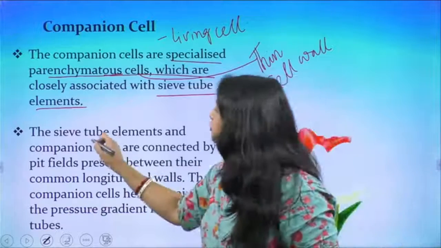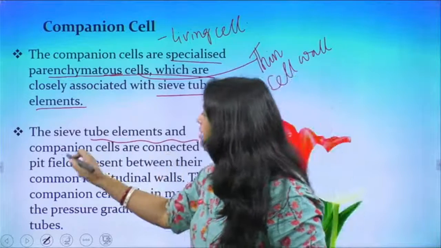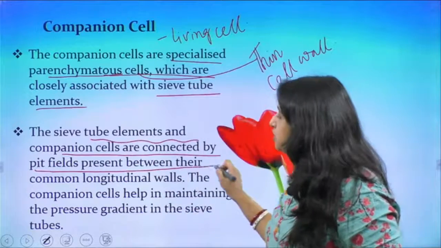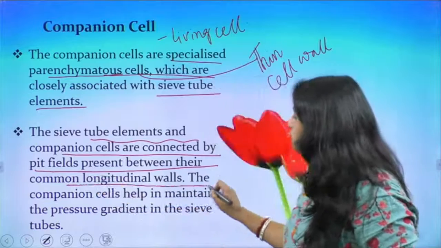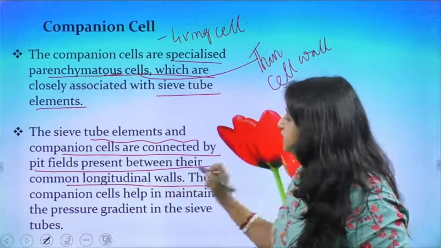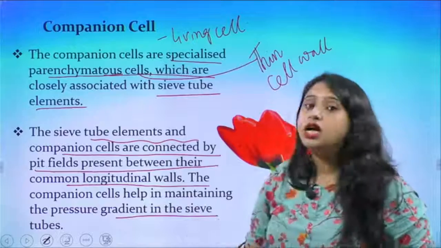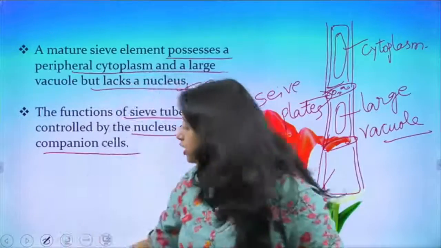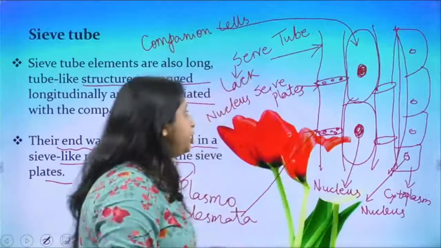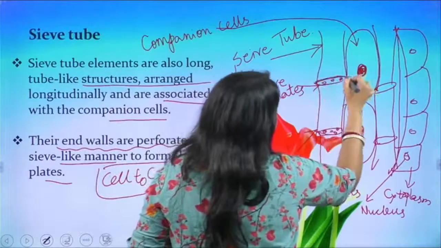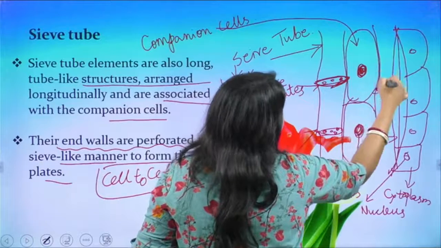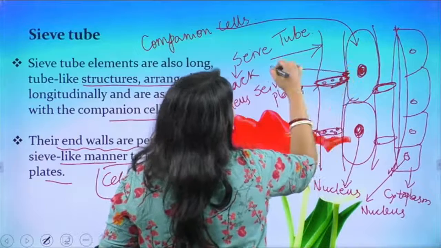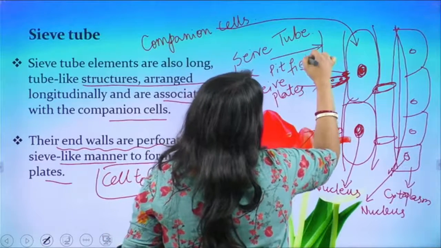Okay. So the sieve tube elements and companion cells are connected by the pit fields present between their common longitudinal walls, and the companion cells help in maintaining pressure gradient in the sieve tubes. So see how they are connected. So they are connected with the help of your pit fields. So here they are connected. Okay, these companion cells and the sieve tubes are connected with the help of your pit fields.